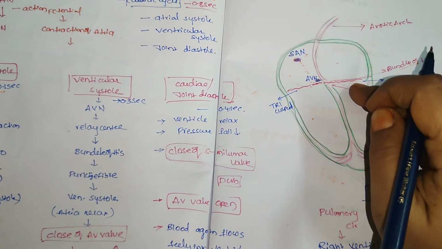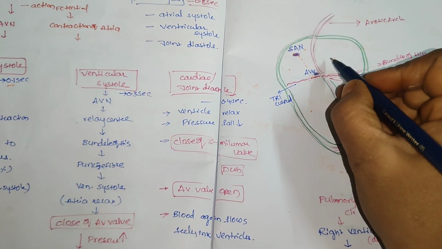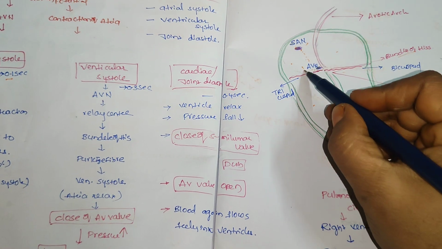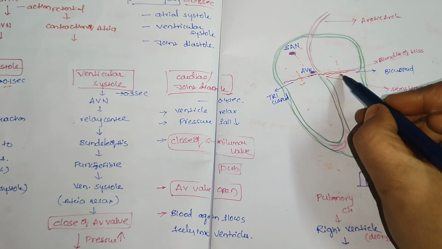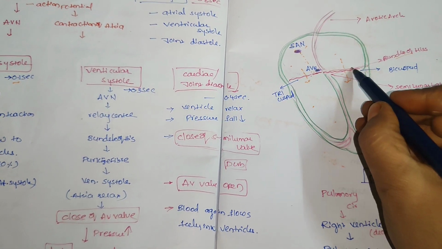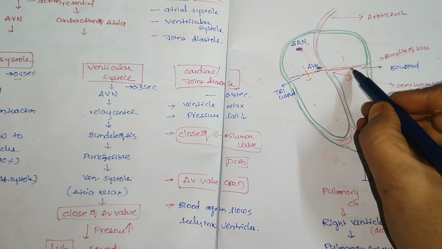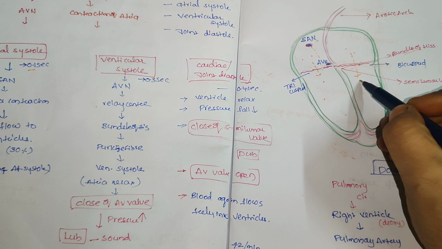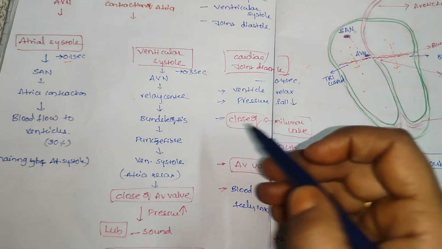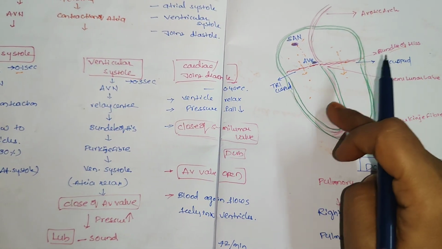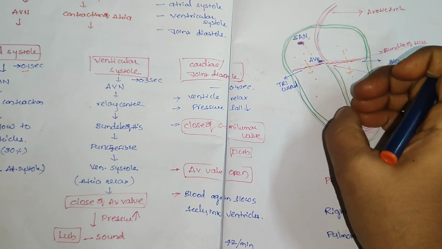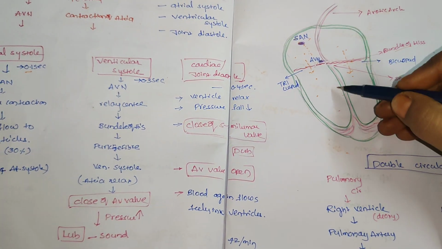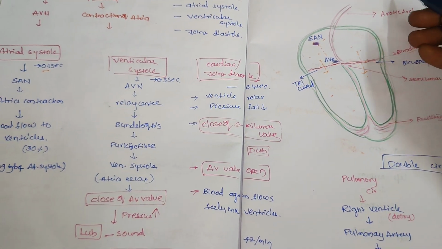Then ventricular systole. Here, during atrial contraction, the blood will enter from the atria to the ventricles with the help of the tricuspid valve and bicuspid valve. Here deoxygenated blood, here oxygenated blood. Then ventricular systole means the ventricles contract and the blood will enter into the systemic arch.